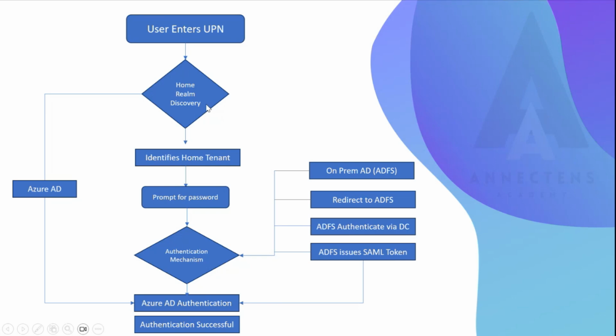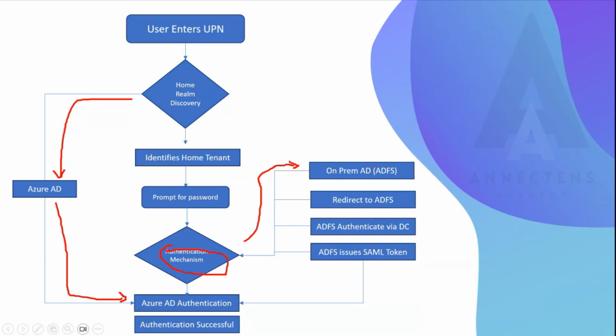What happens next? Once the identification is happening and the home tenant is found, the user will be prompted for a password, and you might see a background change happen. As soon as he enters the password, there is an authentication mechanism which runs in the background. If it is coming from Entra ID, it will directly route to authentication here. And if it is coming to ADFS, then the authentication method will route from here.